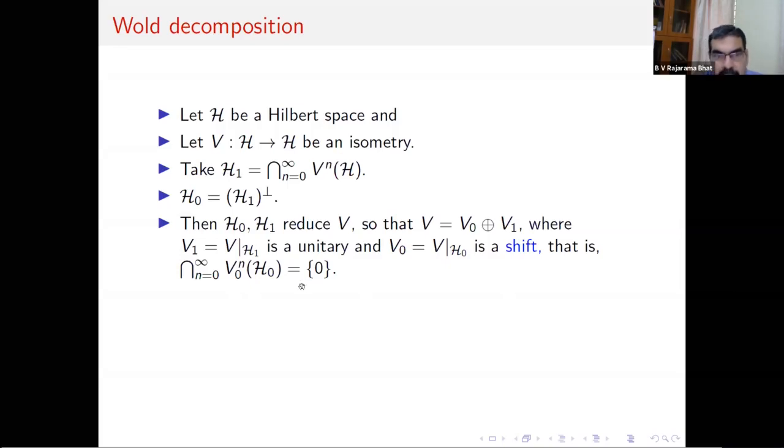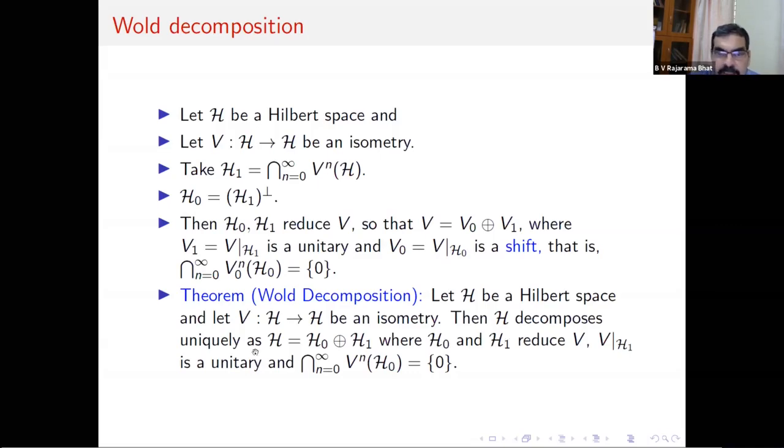So then we get the Wold decomposition theorem, which says that this H decomposes as this direct sum, and V on H1 is a unitary, here it is, and on the other part, the intersection is 0. Moreover, we constructed it this way, but you don't have to construct it this way. If you demand this, this is the only way to do it. The decomposition is unique. So H breaks up as H0 direct sum H1. One part it is a unitary, and another part it is a shift, the pure shift. The intersection is 0.